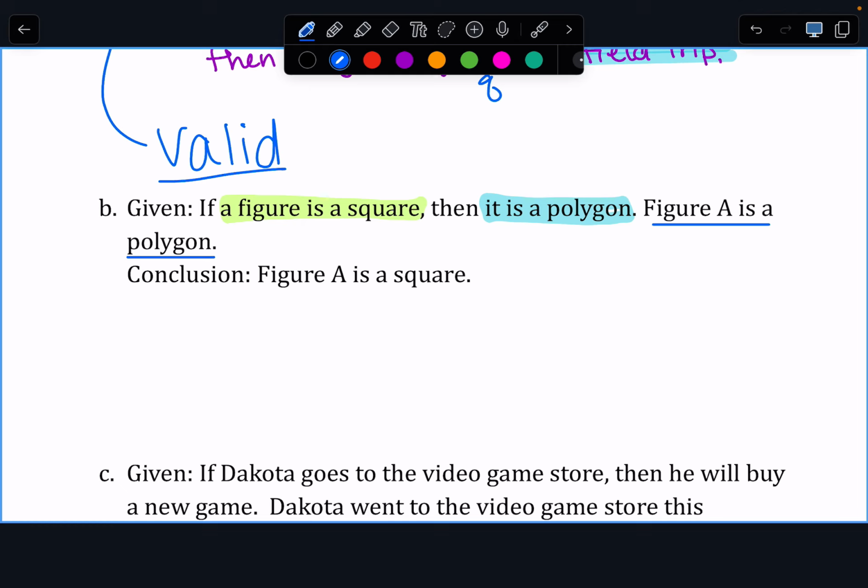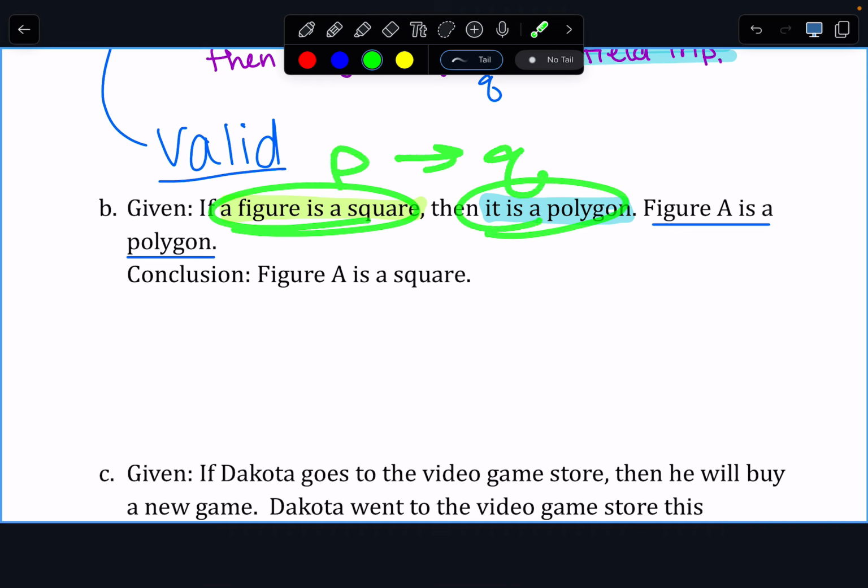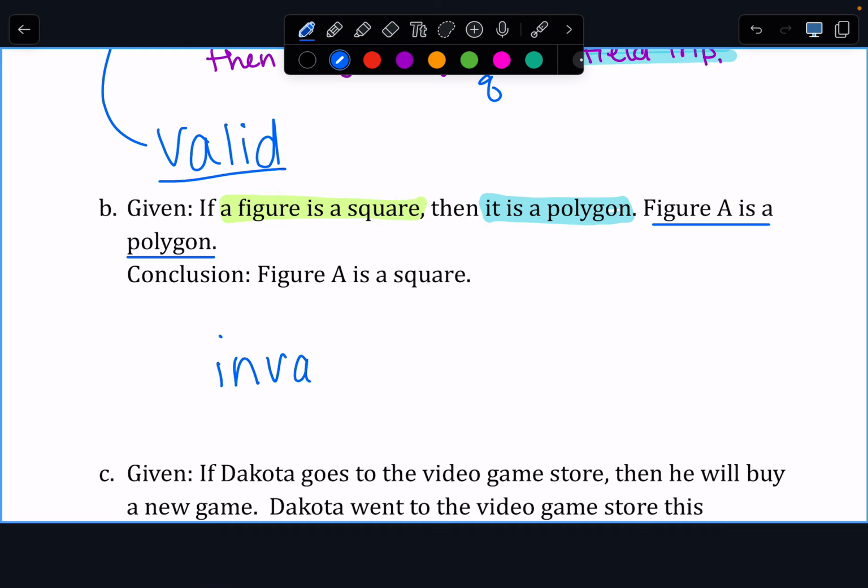Ah, the statement is Q. All right, we have P implies Q, which means when we get specific about figure A, the statement needs to be about P. Is this P? No. No, it's Q, so this is invalid.